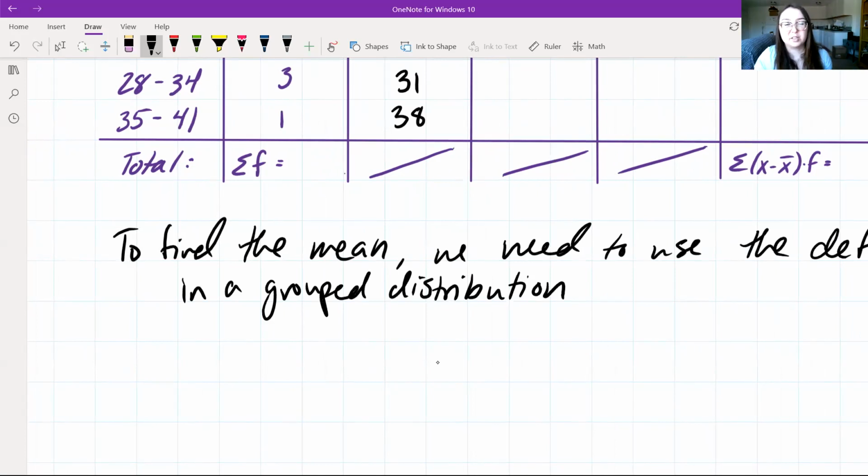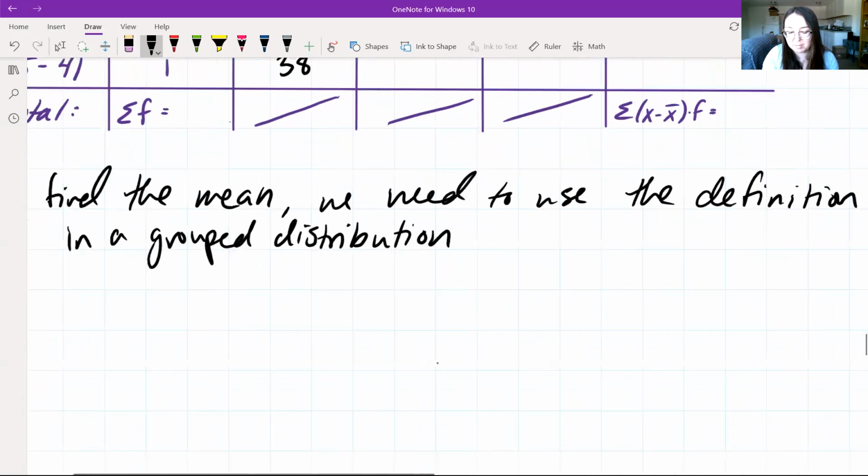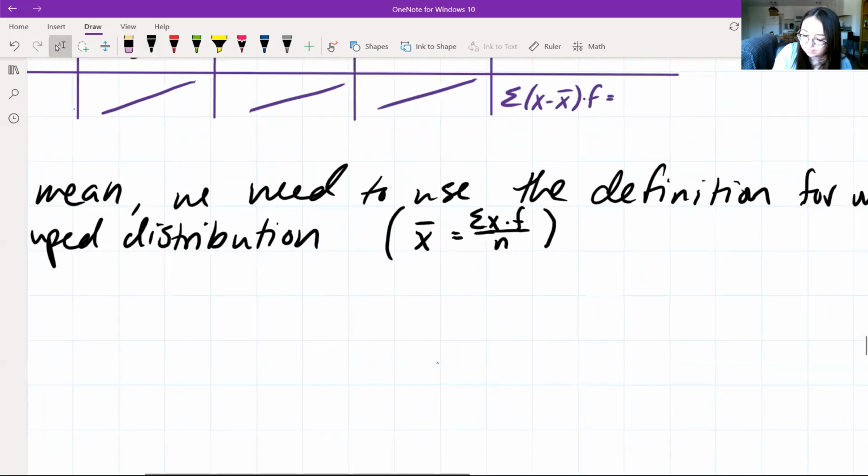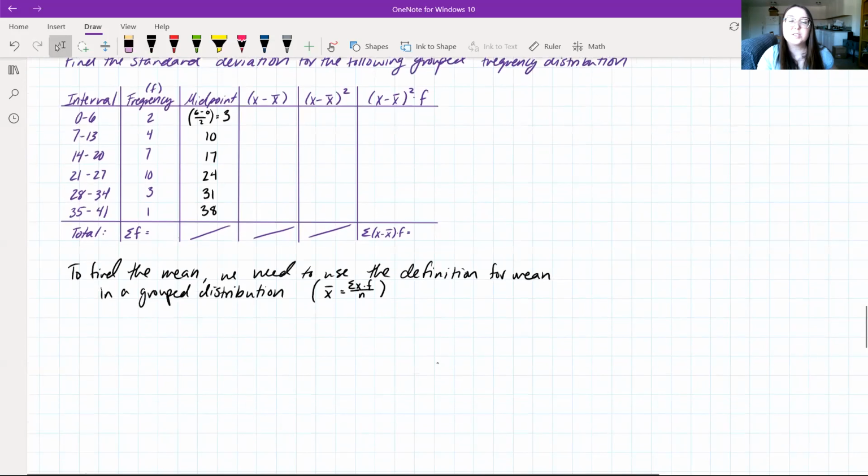And remember, we had this definition in our last section, but if you happen to forget, the definition is our mean is equal to the sum of x times f, divided by our number of numbers, which is going to be n. So this is just to say we take our midpoint, we multiply by our frequency. We do this for each one of our midpoints, and we divide by our number of numbers.